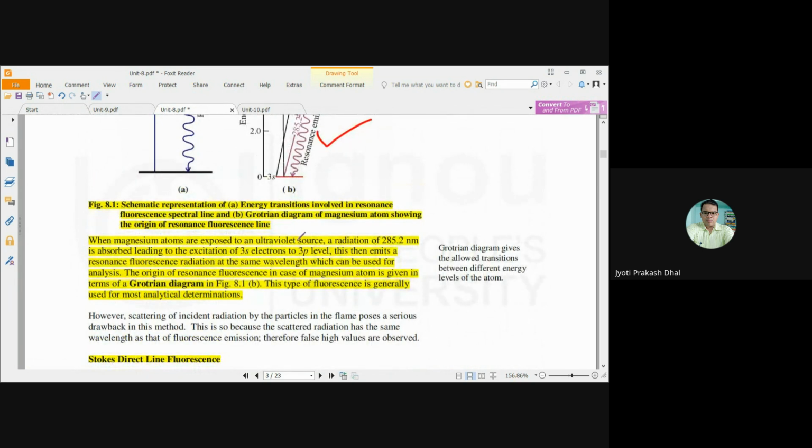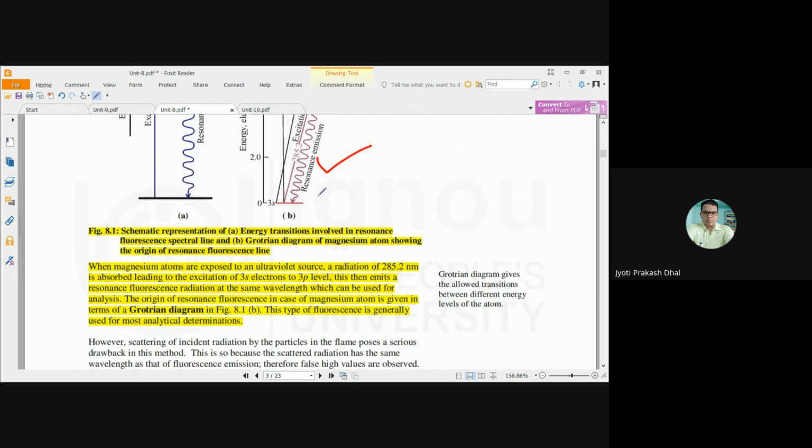So this is the example of the isolated magnesium atom, not the sodium atom. So that is an isolated magnesium atom, showing the origin of the resonance fluorescence line. When magnesium atoms are exposed to an ultraviolet source, radiation of 285.2 nanometer is absorbed, leading to excitation of the electron from the 3s energy level to the 3p energy level, and then it emits resonance fluorescence radiation at exactly the same wavelength, which can be used for the analysis.